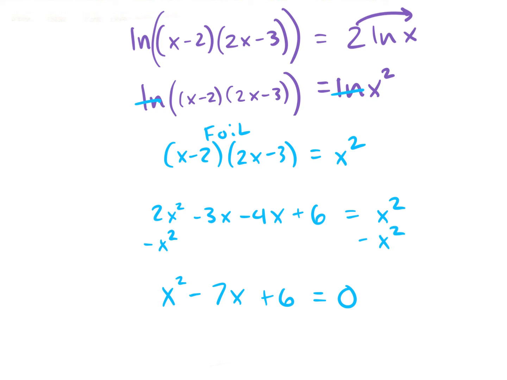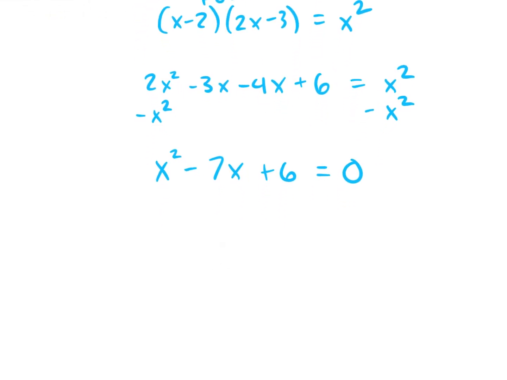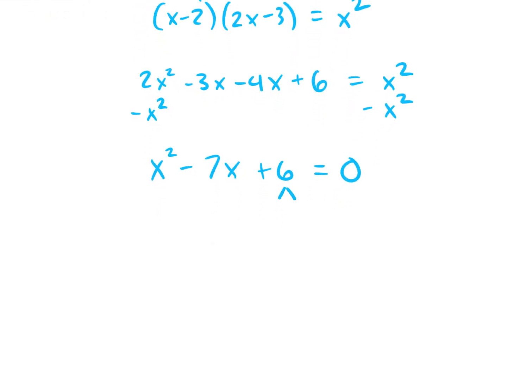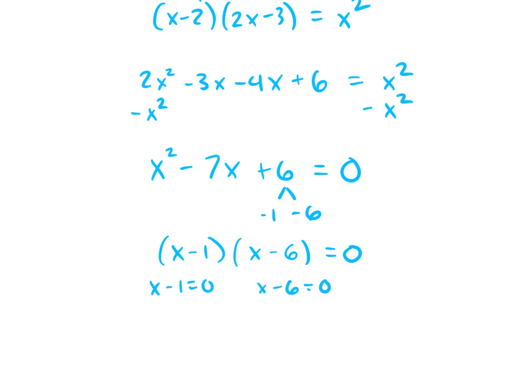How can I solve for x here? Factor it. Do I have two factors of 6 that add to -7? -1 and -6. So x minus 1 and x minus 6. Set them both equal to 0. So x minus 1 is equal to 0. x minus 6 is equal to 0. So x is equal to 1 and x is equal to 6.